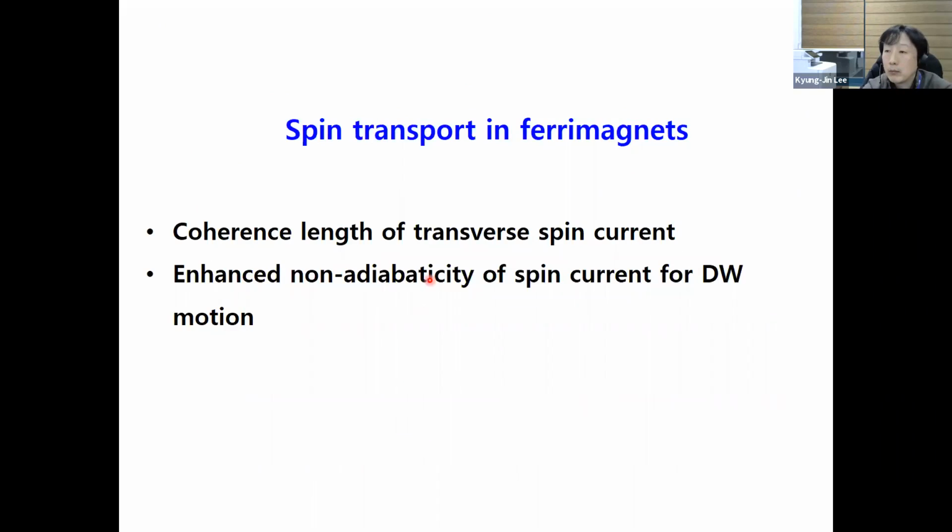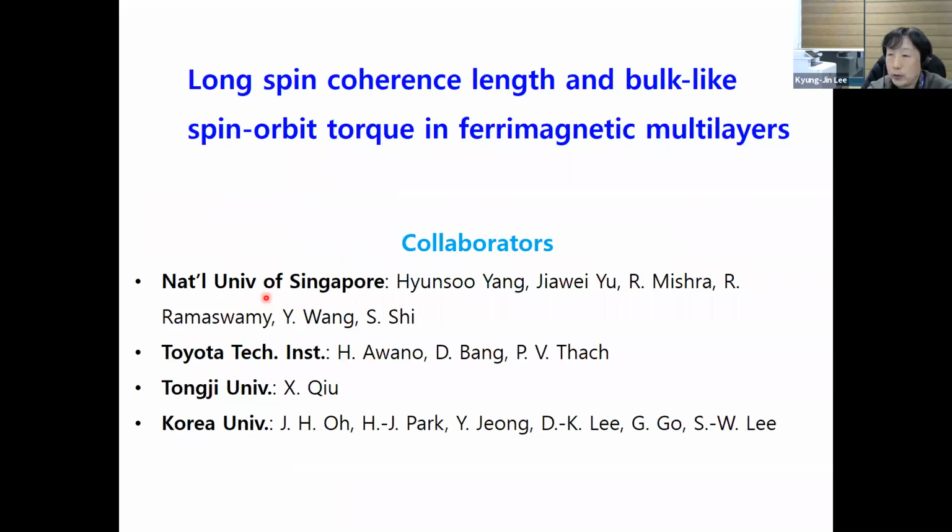Okay, so let me move on to the second part, that is the spin transport. Two small items. One is the coherence length of transverse spin current, and the other one is enhanced non-adiabaticity of spin current for domain wall motion. For the first one, this has been done in collaboration with Hyunsoo Yang's group, National University of Singapore, Professor Ono's group, Toyota Technological Institute, Professor Chu, Tongji University, and my group.